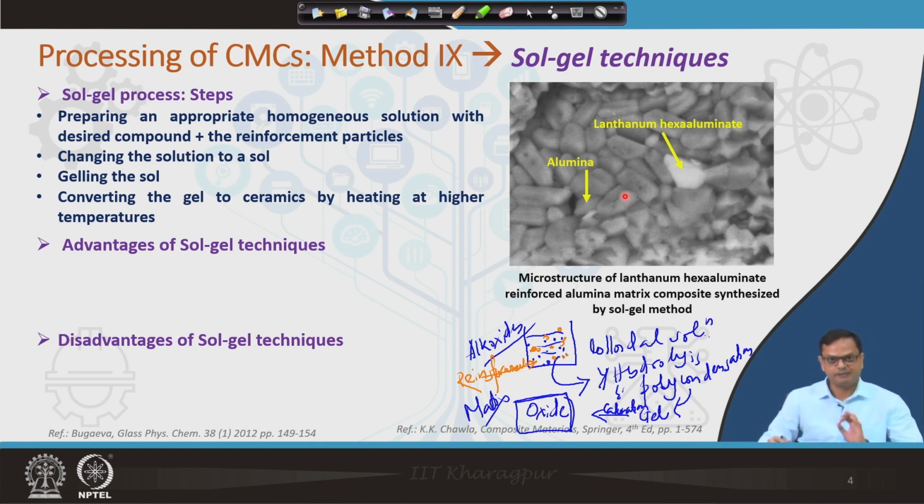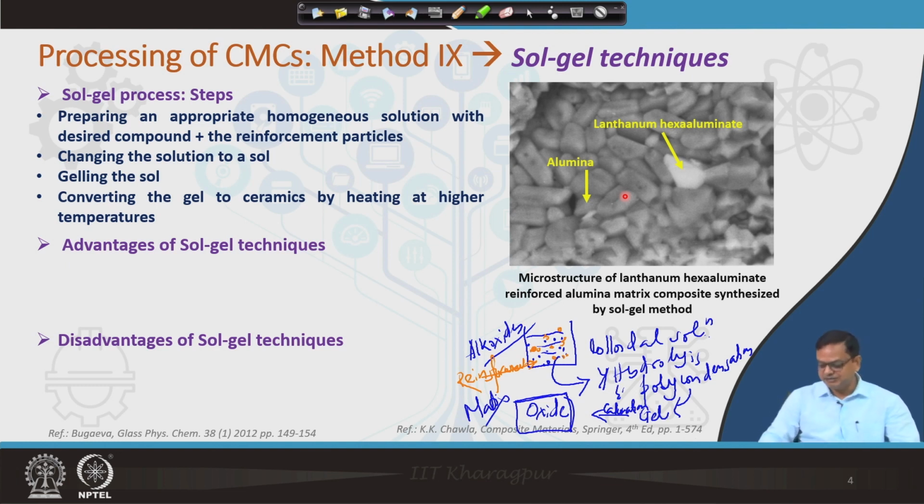Just to recapitulate, you make the sol of the alkoxide. In that sol you also add the reinforcement particles or short fibers, and then you go through the sol gel process. By that technique you get the oxide matrix, and the particles or fibers which are supposed to be the reinforcement get nicely distributed. That is the basic sol gel technique.